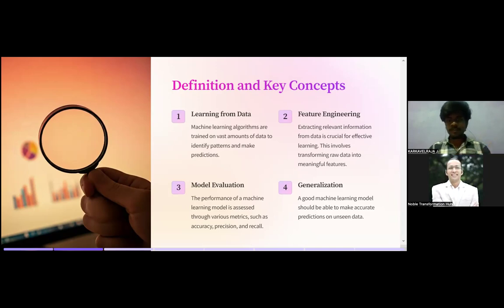Learning from data: machine learning algorithms are trained on a vast volume of data to identify patterns and make predictions. Whenever we say learning, it should be learning from something. It should have some historical data, right? Only then can it learn. Without data, you cannot learn. Learning from data is how everything happens. When we have a vast amount of historical data, the machine is going to learn from it based on its understanding.